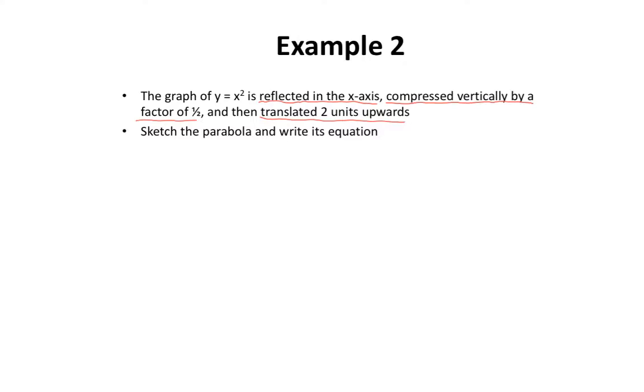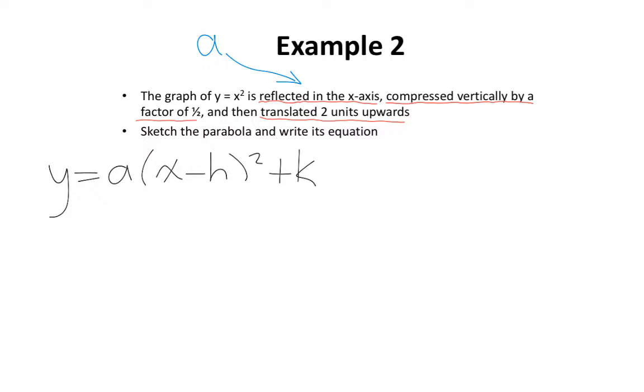Before we interpret this information, let's recall the vertex form of a quadratic relation, which is y equals a(x minus h) squared plus k. Let's take a look at the information that says it is reflected in the x-axis. That would correspond to the a value. Moreover, compressed vertically by a factor of 1/2, that would also correspond to the a value. So the a value will be negative since it is reflected in the x-axis, and since it's compressed vertically by a factor of 1/2, you can just write negative 1/2.